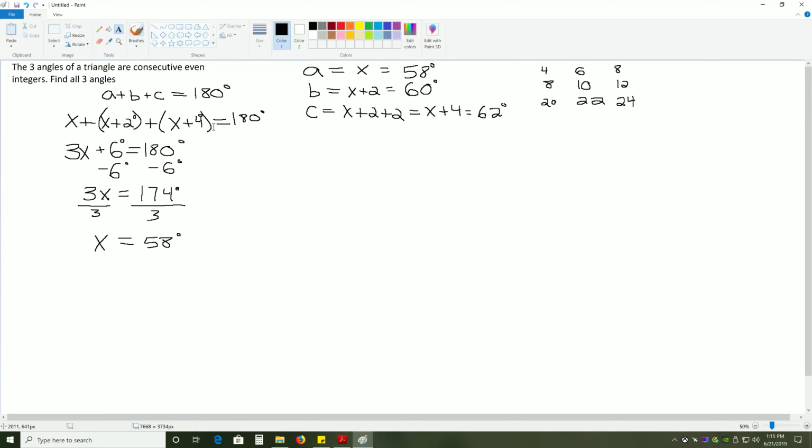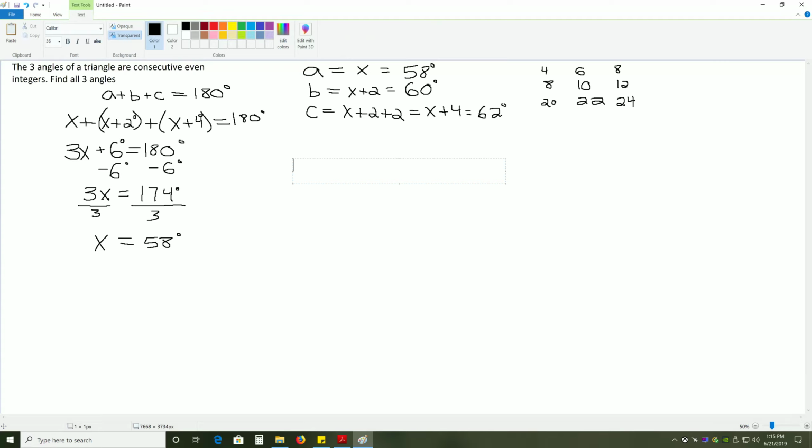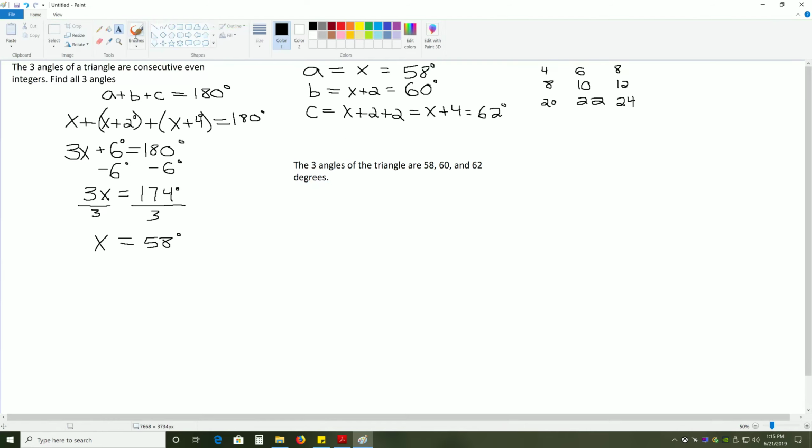So since it's a story problem, we'll write out our answer. We have that the three angles of the triangle are 58, 60, and 62 degrees. And of course, you can just use the degree symbols, but in this Microsoft Paint, it's a bit troublesome to write out all those symbols. So, we've solved the problem.